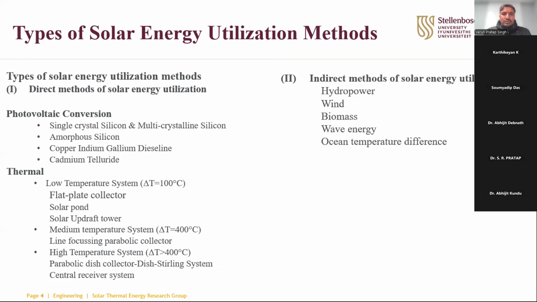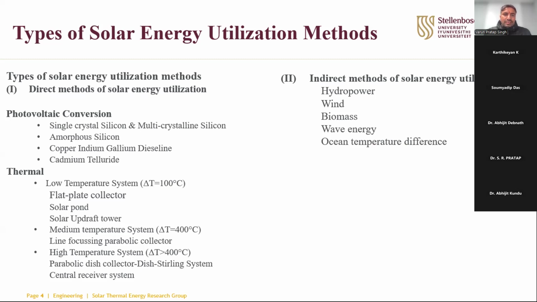One is direct, another is indirect solar thermal. Let me choose over here. So you can see the direct solar thermal domain is further divided into photovoltaic and thermal. The thermal is my part for today's discussion. And indirect, everybody knows, includes hydro, wind, bio, wave energy, and ocean energy. That is again a kind of indirect way of utilizing solar energy.